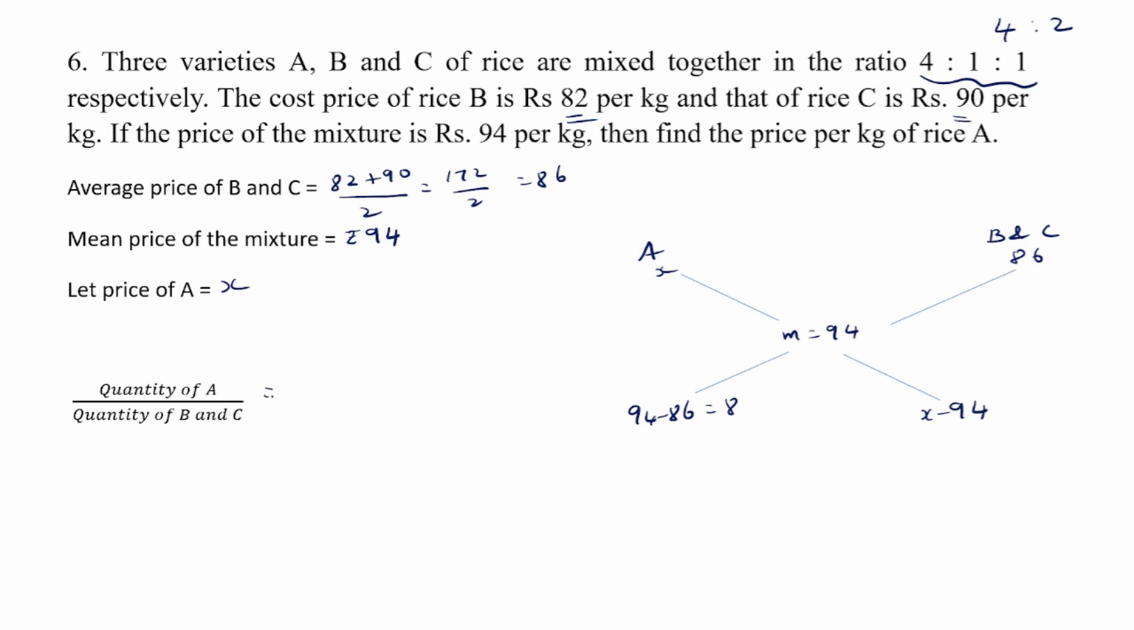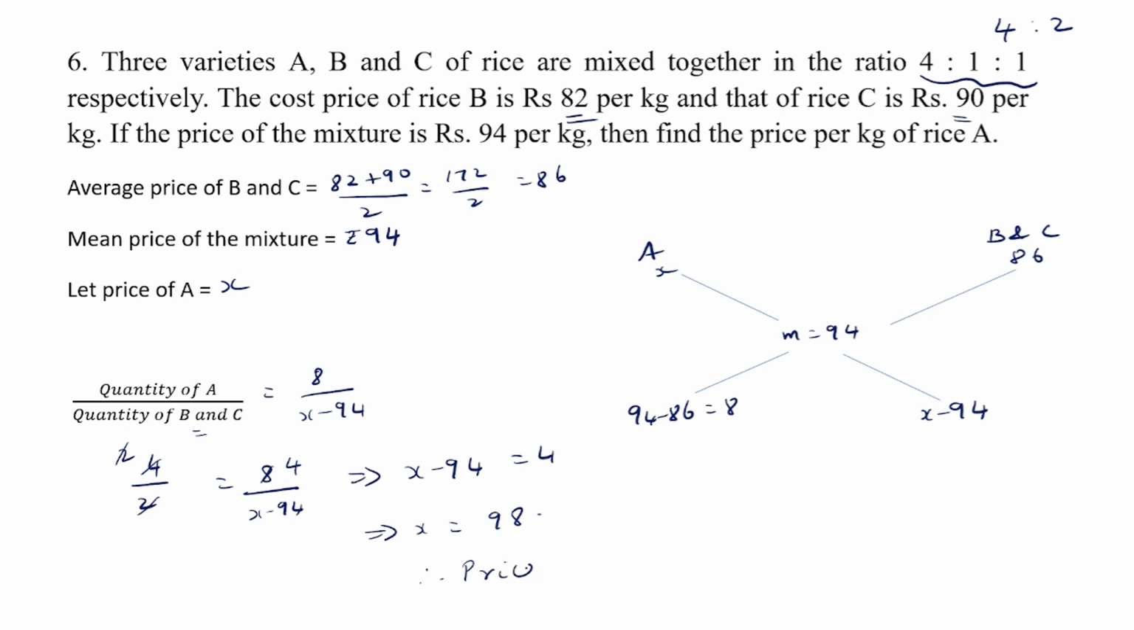So the quantity of A upon the quantity of B and C will be, using this cross, 8 upon X minus 94. Now this ratio they have given as 4:2. So we have 4 by 2 equal to 8 by X minus 94. This goes 2 times, this goes 4 times. From this we get X minus 94 equal to 4, or X equal to 98. Therefore, the price of A is rupees 98 per kg.